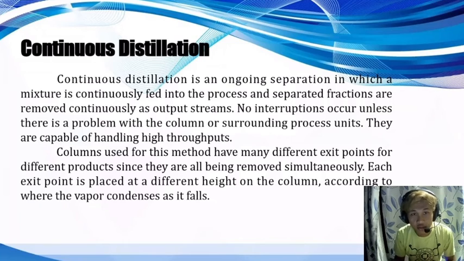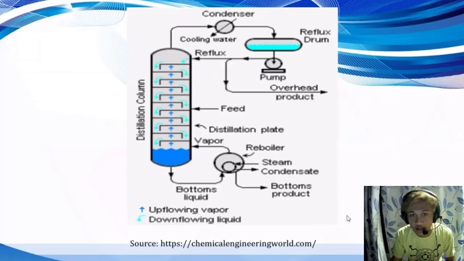So there is no interruption, no sudden stop in the separation, unless there is a problem in the column itself or the surrounding process units. The columns used for this method may have many different exit points for different products since they are all being removed simultaneously. Each exit point is placed at a different height on the column according to where the vapor condenses as it rises.